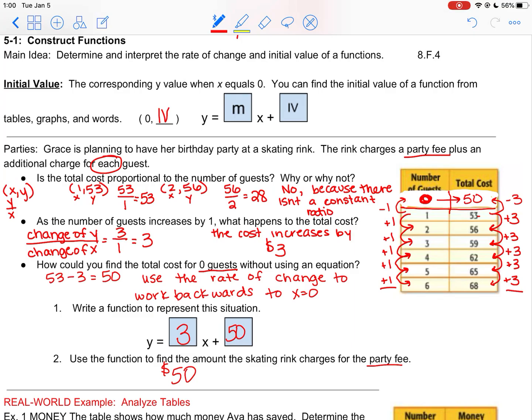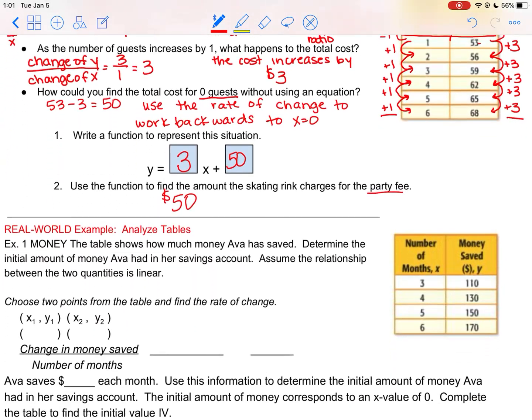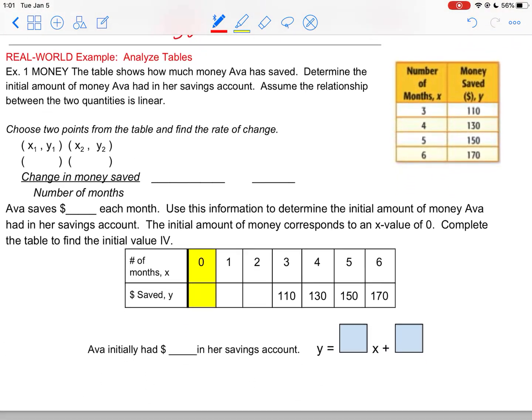So that party fee only gets paid one time. That's represented by no guest coming. You have to pay $50 before any guests come. So our initial value is that constant that's added on at the end.